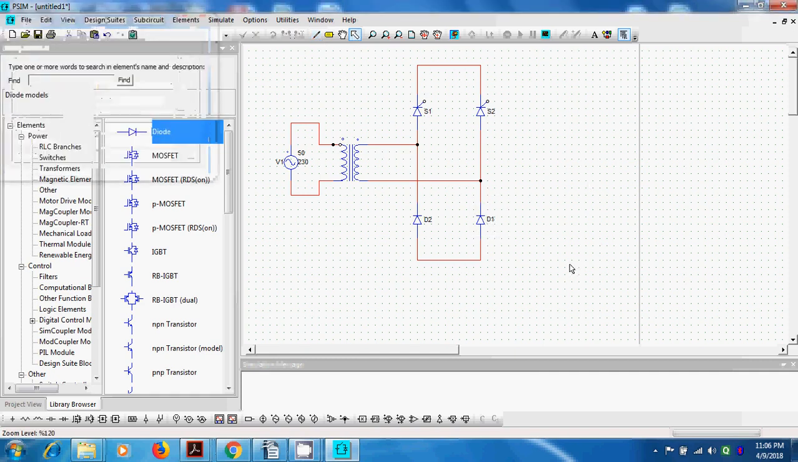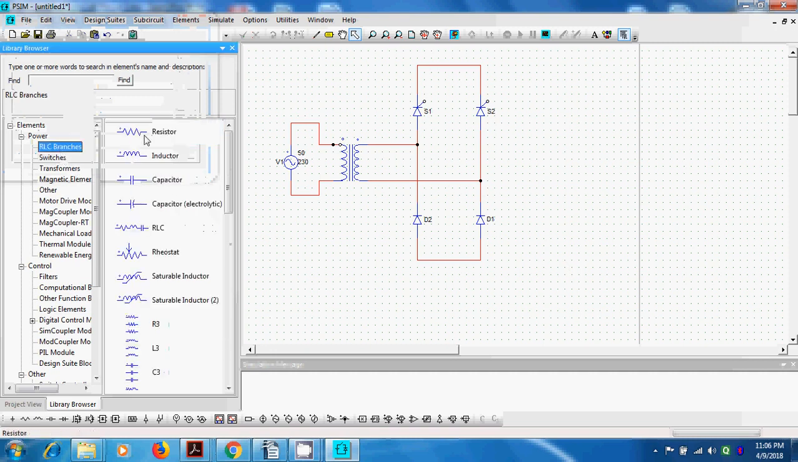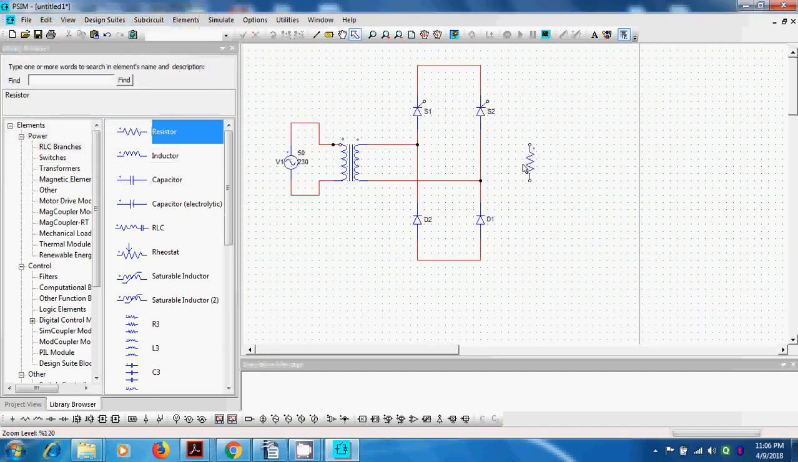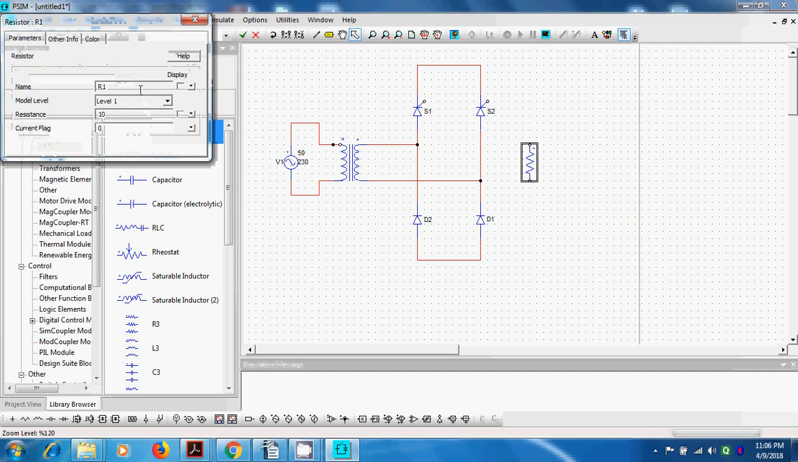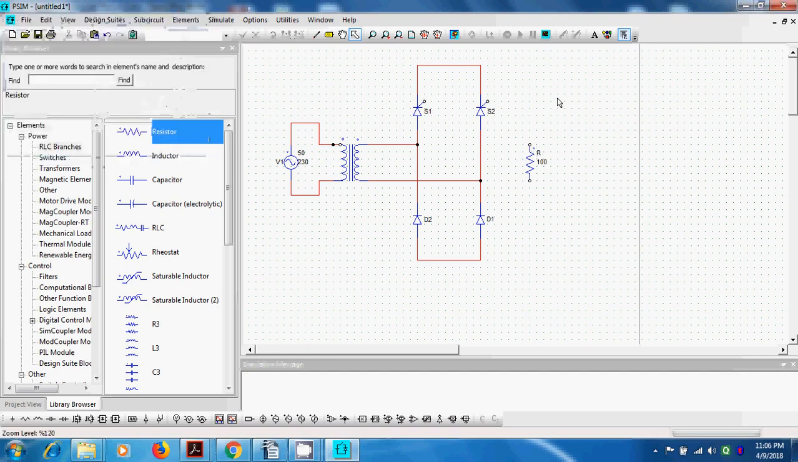So this is D1, this is D2, and I will use a resistor load. So in the RLC branch, this is the resistor. Just right click, orientation will get changed. This is the resistor, double click. So this is my resistor R, consider 100 ohm, show the value displayed. So R and 100 ohm is clearly seen. Connect it across the load. So this is what actually my load is, a resistor load.